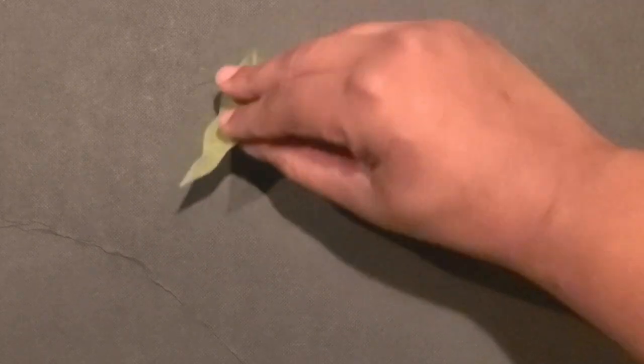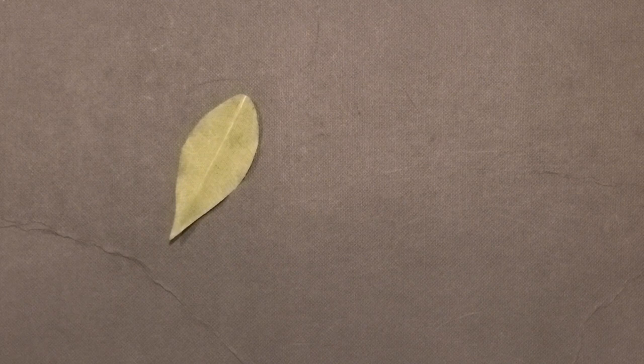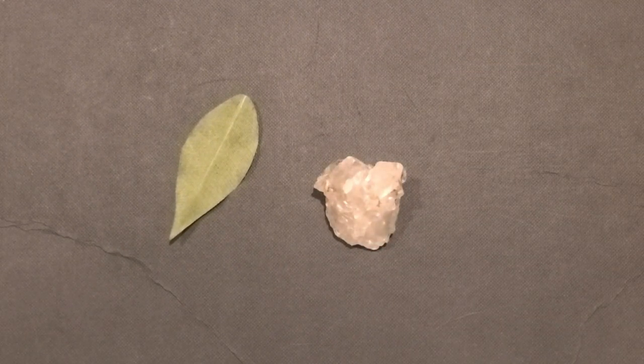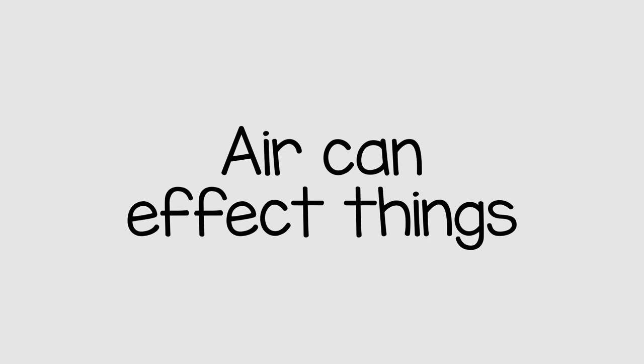Then you can talk to the child about how some things are easier to move with the air, like the leaf, while other things sometimes don't move at all, like the rock. Doing this activity will help a child understand that even though we can't see the air, it affects the things around us.